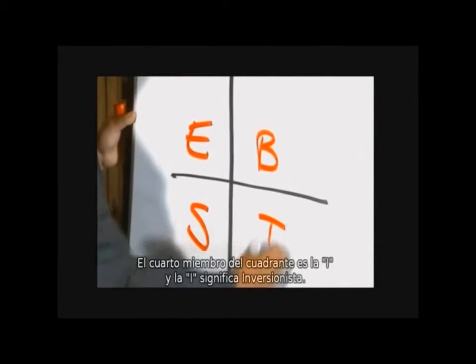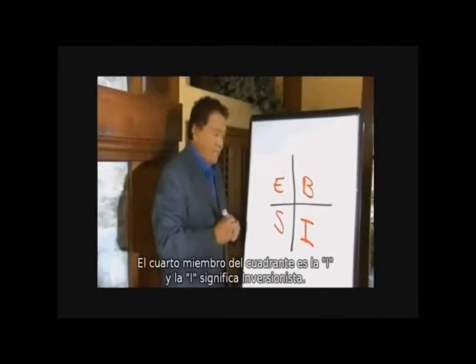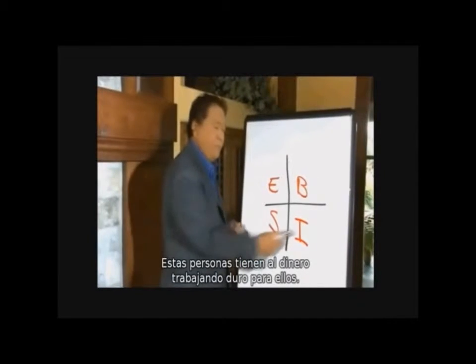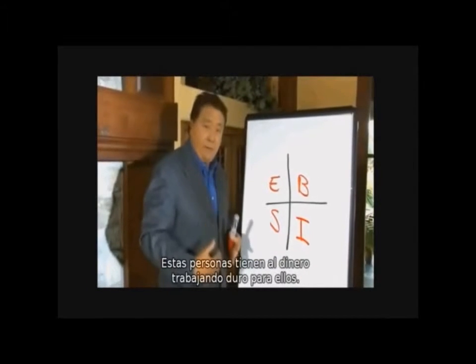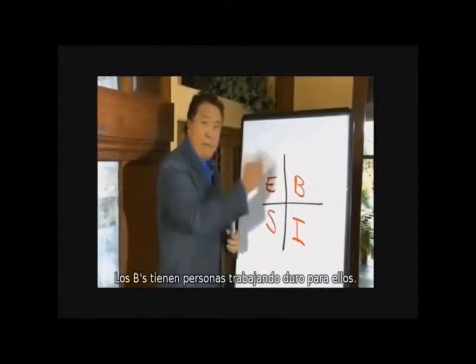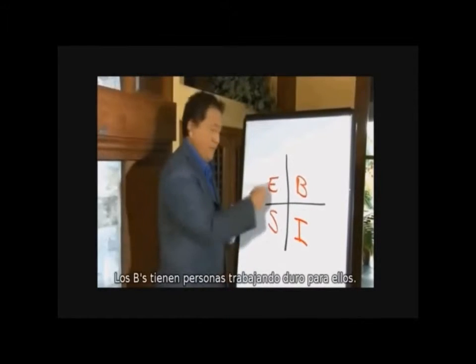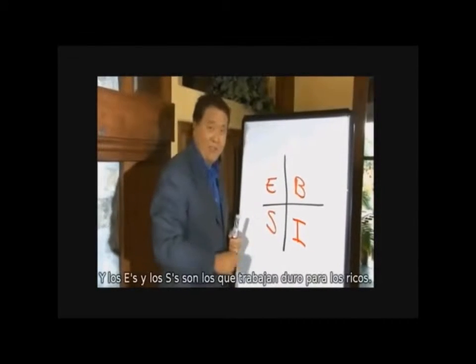And then the 4th of the quadrant is the I, and I stands for investor. These are people who have money work hard for them. These people are people who have people work hard for them. And these are the people that work hard for the rich here.